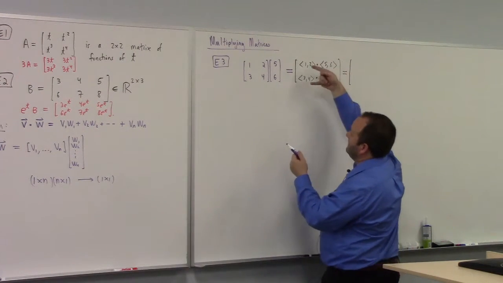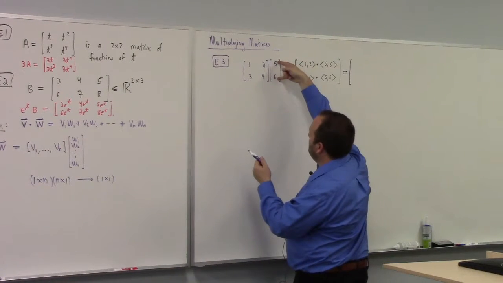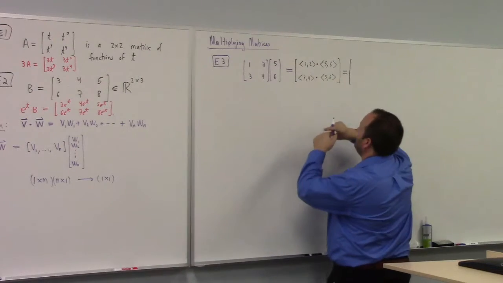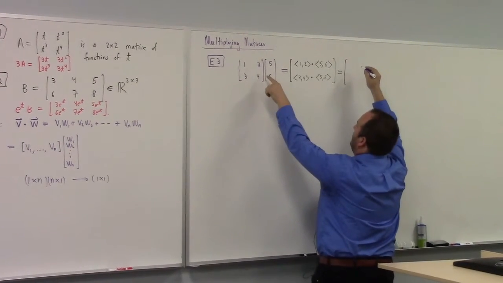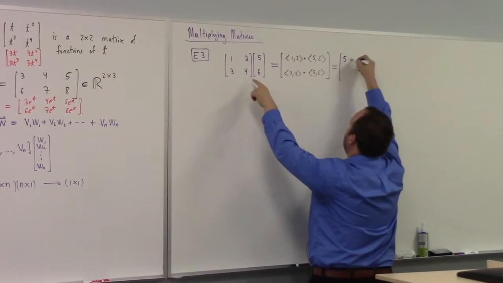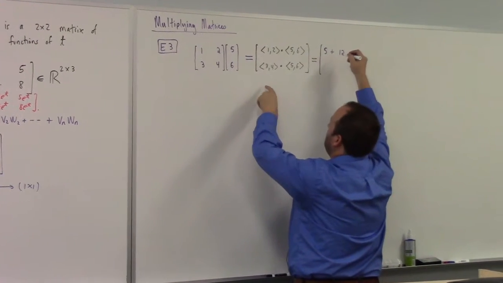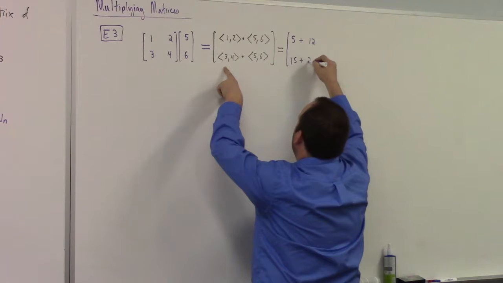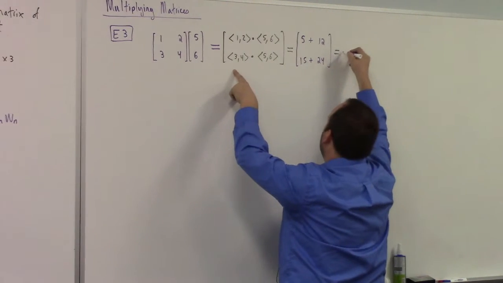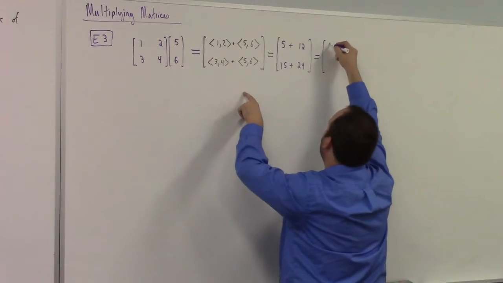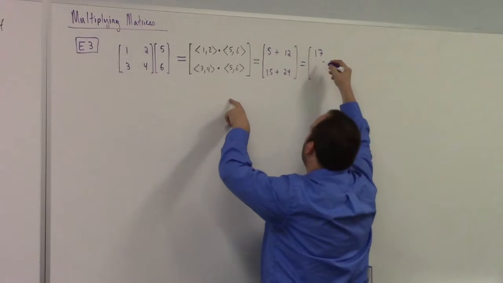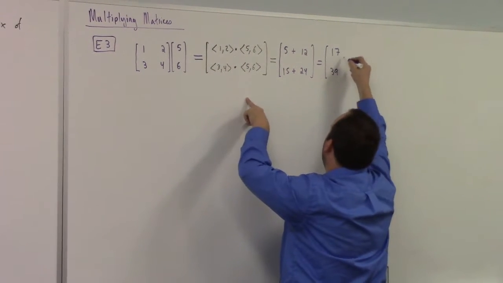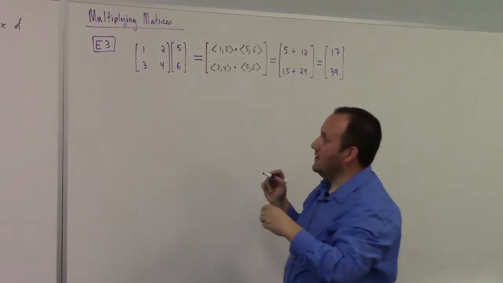So I visualize that like this. I take 5, 6, and then I multiply by 1, 2, right? And that gives me 1 times 5 plus 2 times 6, which is 12. Down here I get 3 times 5, which is 15, plus 4 times 6, which is 24. So what do we get? We get 17, and we get 39.